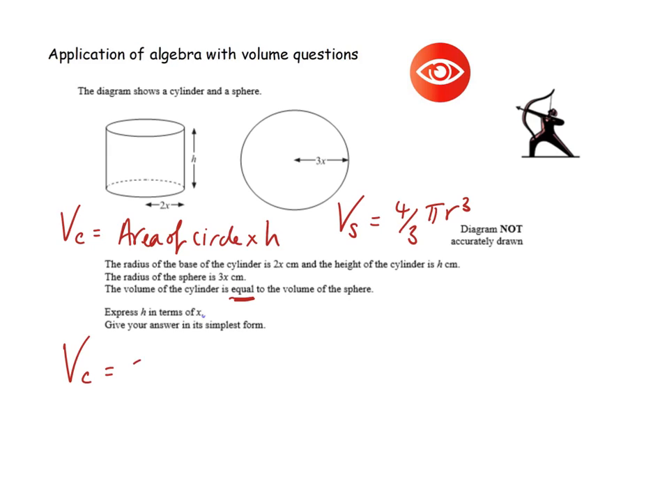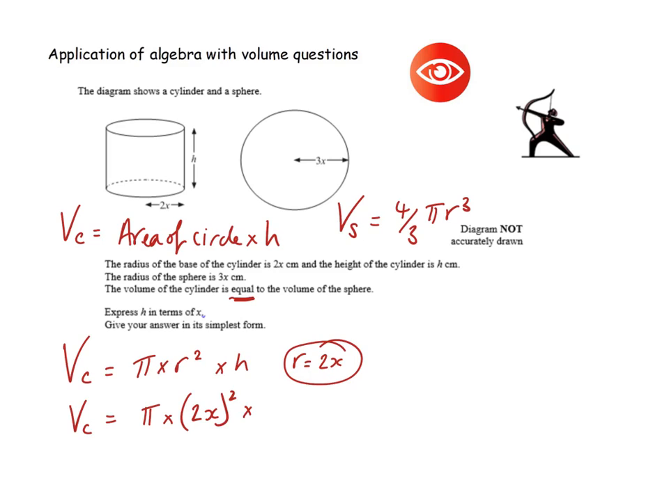So the area of the circle is pi r squared. In this case, r is 2x and h is just h. So the volume of the cylinder is pi times 2x in brackets squared times by the h, and then I can simplify that to pi times 4x squared times h. Now I can write that neater if I wanted to. At the moment I'm just going to leave it like that.